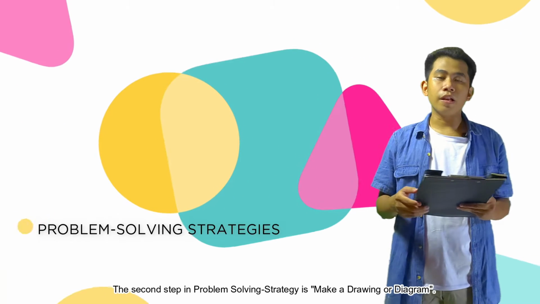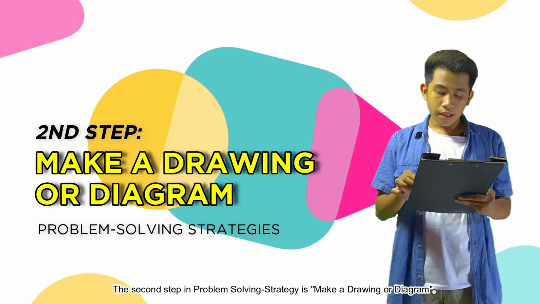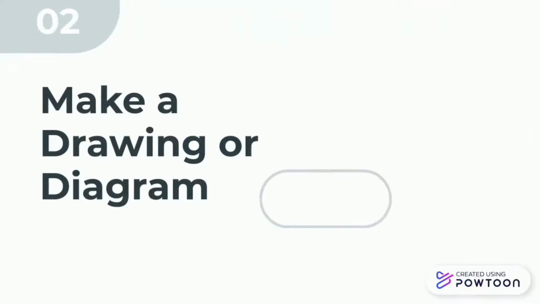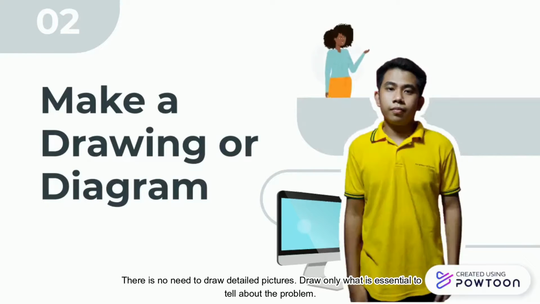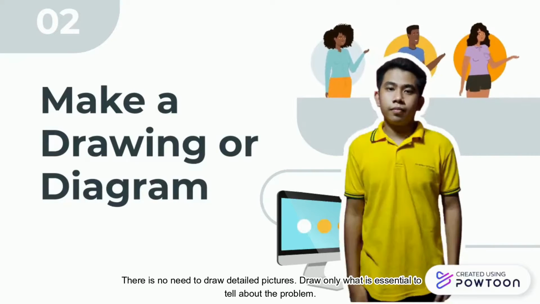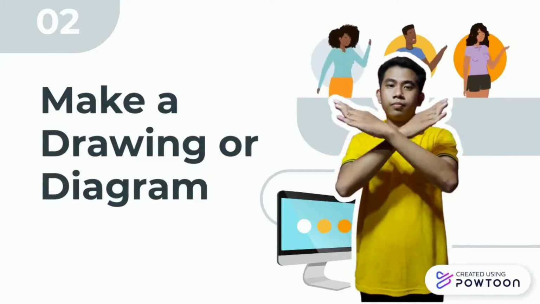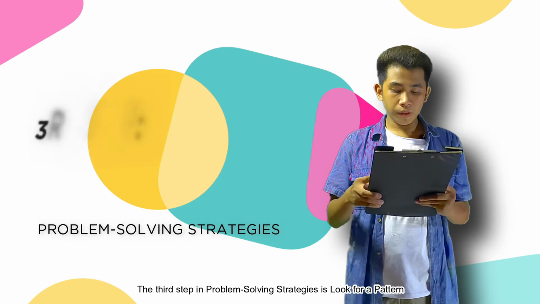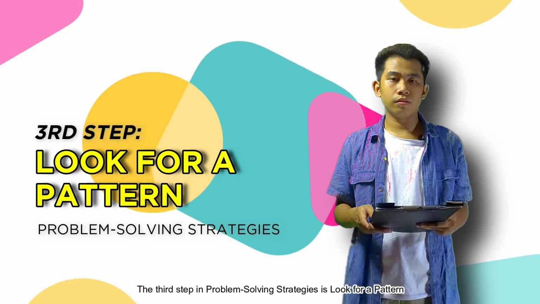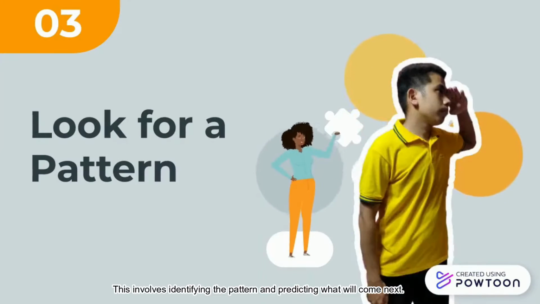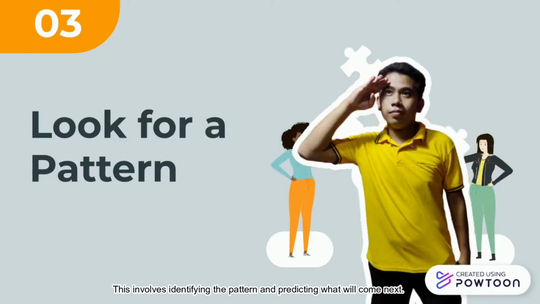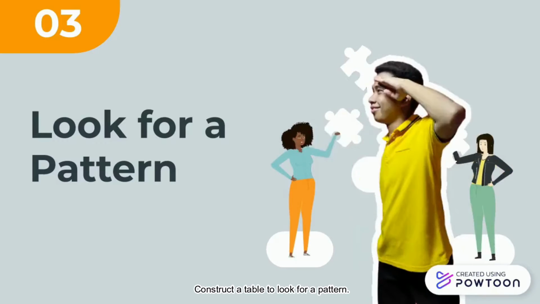The second step in problem-solving strategy is make a drawing or diagram. There is no need to draw detailed pictures. Draw only what is essential to tell about the problem. The third step in problem-solving strategies is look for a pattern. This involves identifying the pattern and predicting what will come next. Construct a table to look for a pattern.